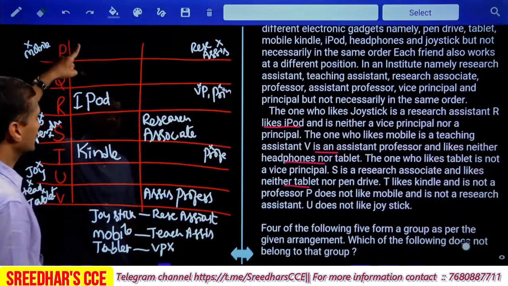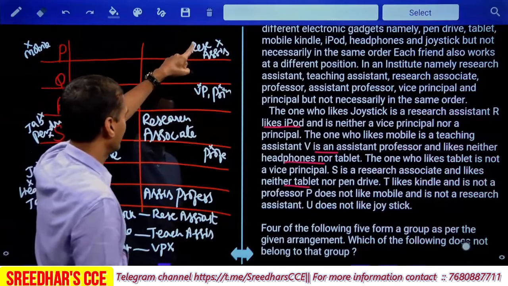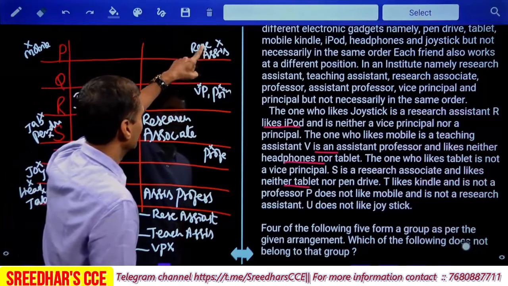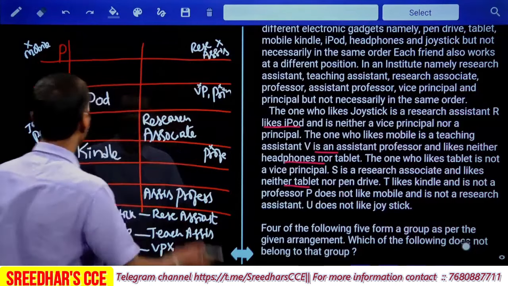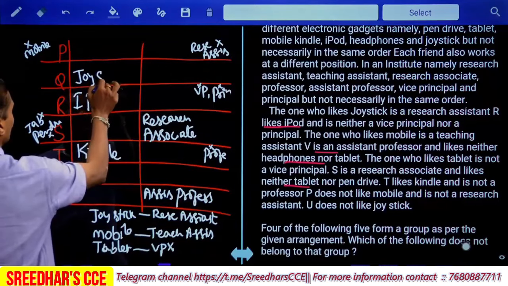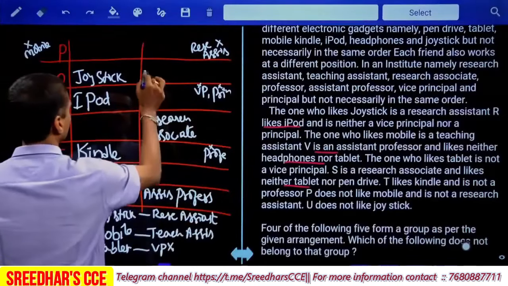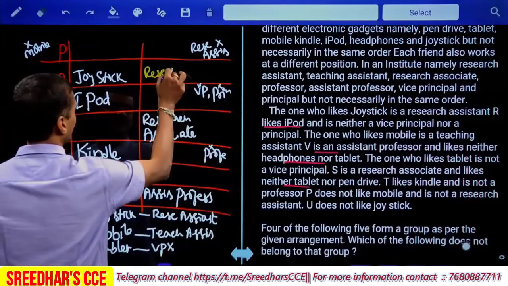Now if this person likes joystick, this person must be research associate and research assistant. But if this person is not an assistant here, hence who likes joystick? You must like joystick. Clear now? I hope it is finalized. Now joystick is research assistant.